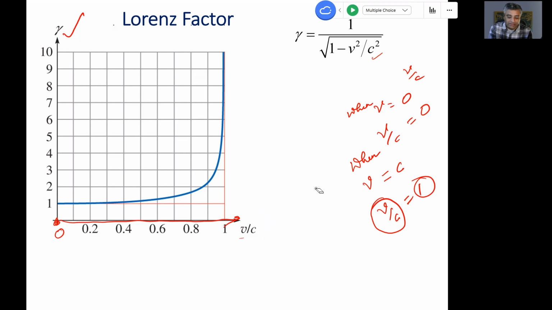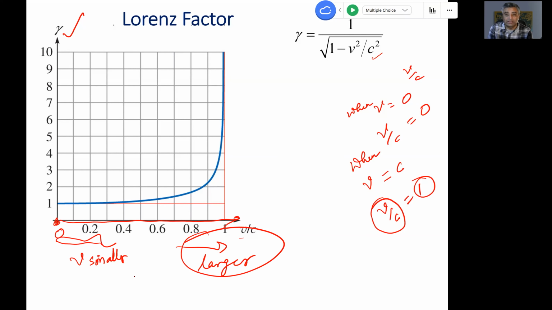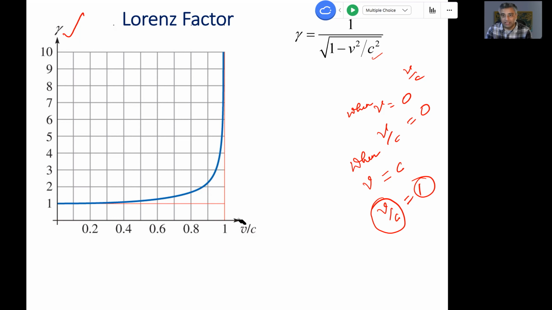In this area v is smaller, and getting larger here, okay? Larger v. So that's what it means. c, being a constant, is just scaling the v, okay? So that's what it is doing. So we are looking at how changing v over c, or v, changes gamma, the factor, okay?